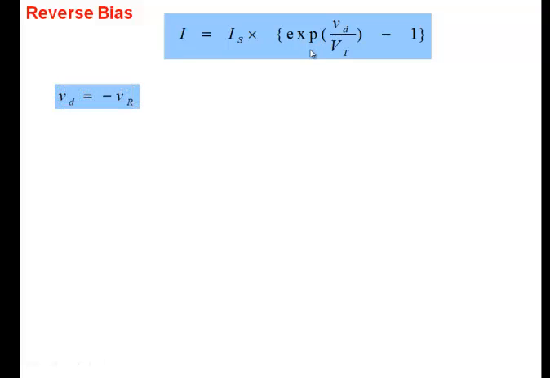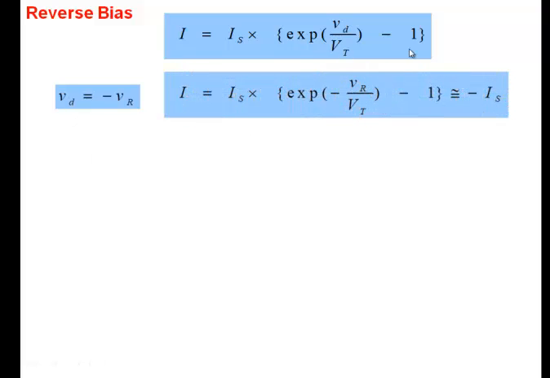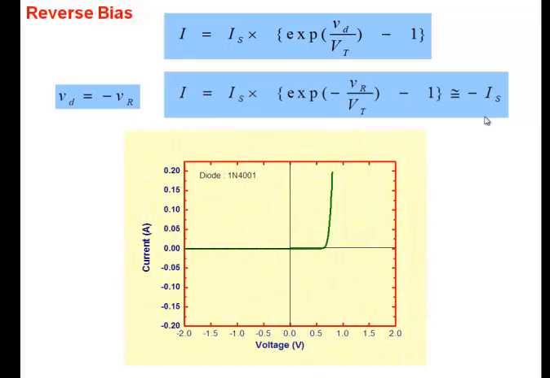Reverse bias: most of the time we apply a reverse bias which is much larger than VT. So when we apply VD equal to minus VR, I will simply become minus IS. So under reverse bias, the current that flows is IS, and that's called the reverse saturation current. In many diodes, if you actually go and measure the current under reverse bias, you will not find IS.